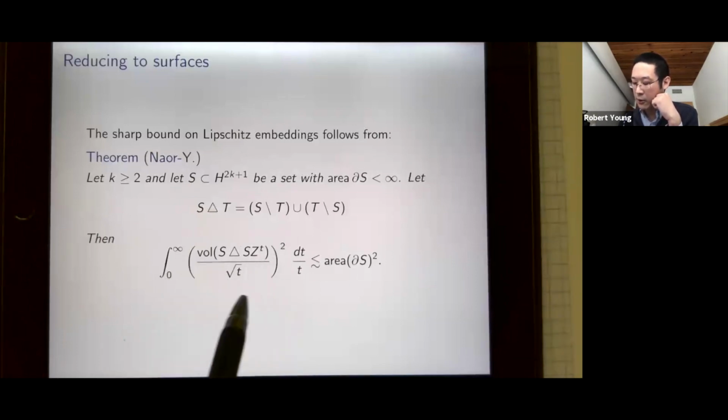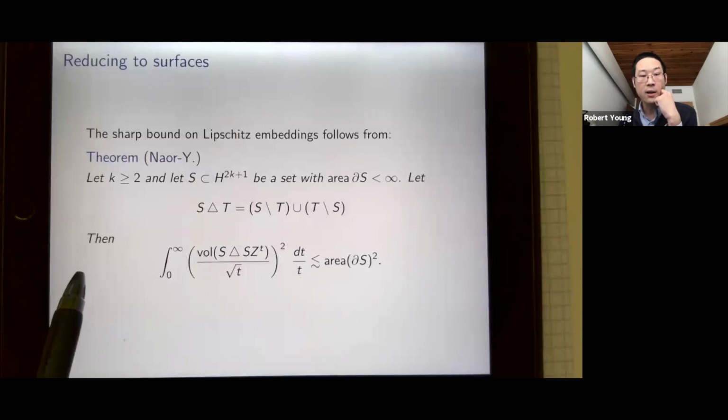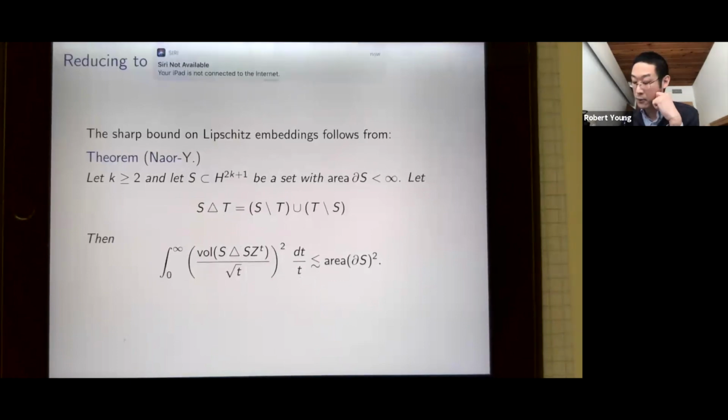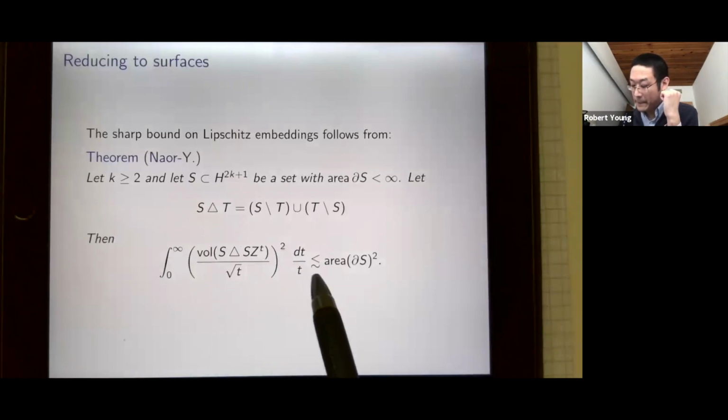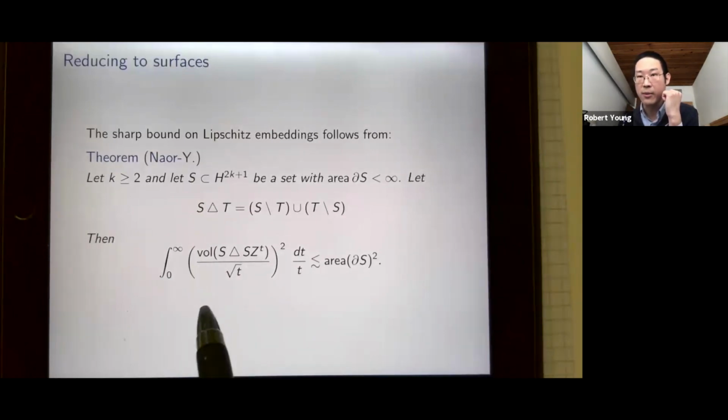And so again, we take an L2 norm of this and we integrate with respect to dt over t. On one hand, this inequality is very similar to the previous inequality because this is very closely related to Lipschitz distortion. On the other hand, this inequality can be read as an inequality about the shape of finite perimeter sets in the Heisenberg group. It's an inequality about how vertical a finite perimeter set in the Heisenberg group is.